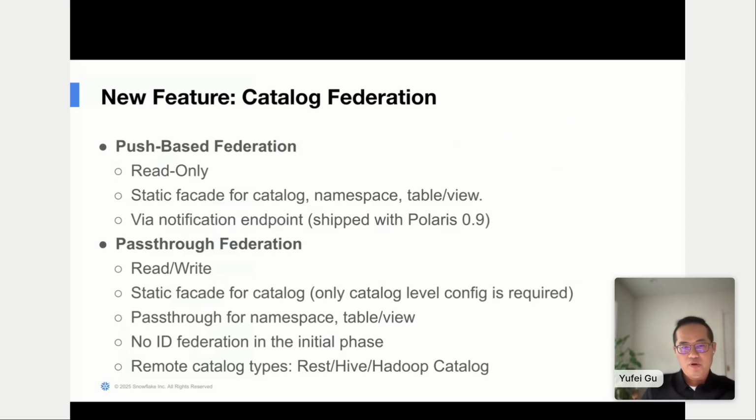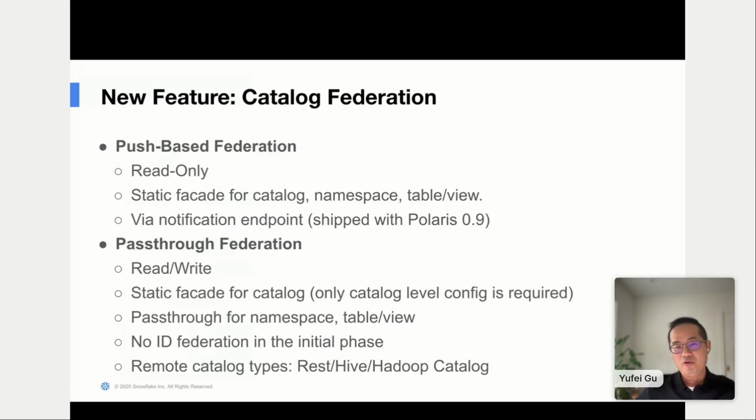These are the two models we support. Push-based federation is read-only. With Polaris, you can create new catalogs called external catalogs, for the read-only situation.